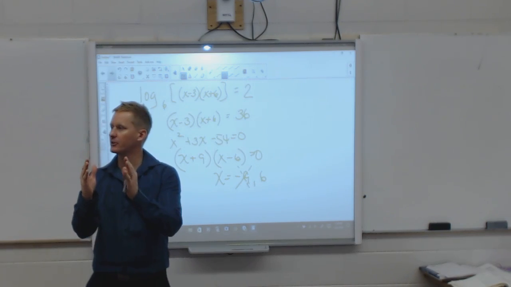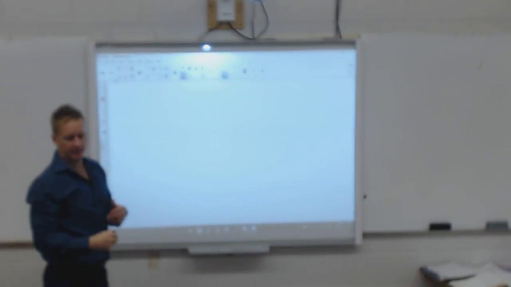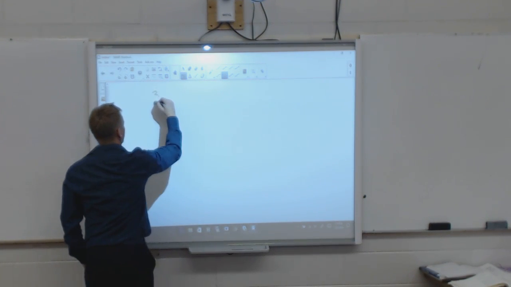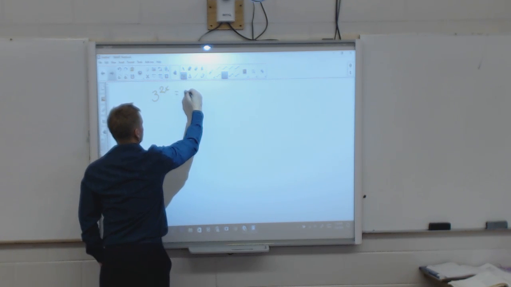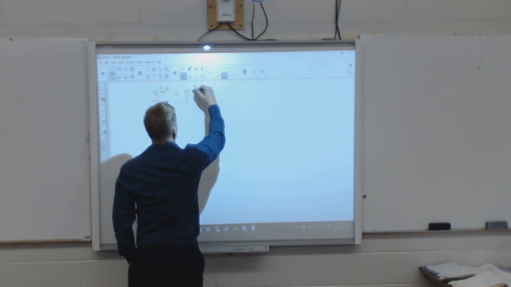The next question I'm going to show you is the opposite. We're going to take the exponential and change it to logarithm. So this is the one I was showing you yesterday. This is the guy I want you to work on today. I'm going to do a little bit shorter version of it. 3 to the 2x is equal to 7 to the x plus 1.